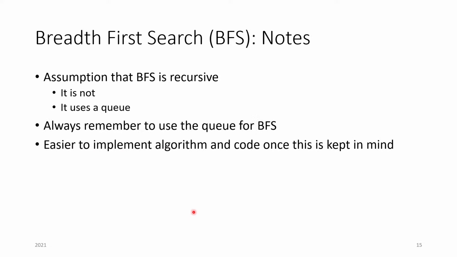The assumption for BFS is that you may think it uses a recursive technique, and this actually is quite wrong. It doesn't use a recursive technique. It actually uses a queue structure that we saw in our previous lectures last week. So anytime you're implementing breadth first search, always use that queue. Do not use a recursive method. Use that queue, because it's going to make your implementation a lot simpler and easier, and easier to track what you're doing regarding breadth first search.